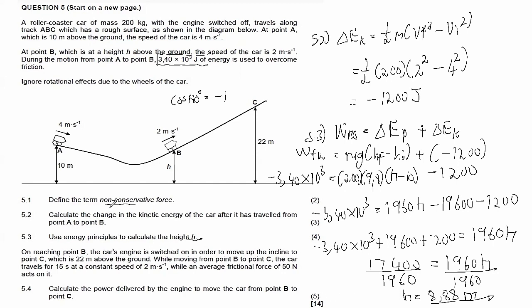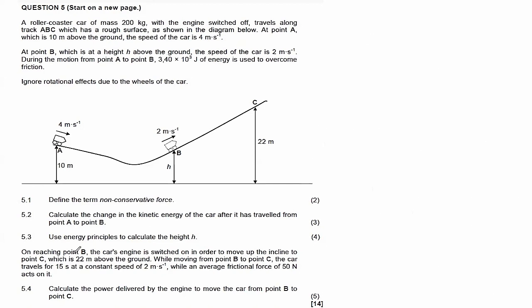Now, let's go to 5.4. So it says, we have a statement there that says, on reaching point B, so when the trolley or the car is now at point B, the car's engine is switched on in order to move up the incline to point C, which is 22 meters above the ground. While moving from point B to point C, the car travels for 15 seconds at a constant speed of 2 meters per second.